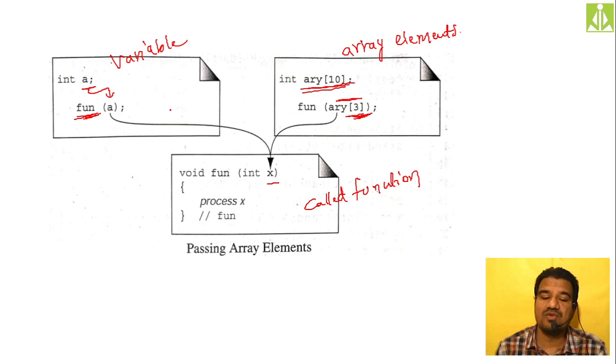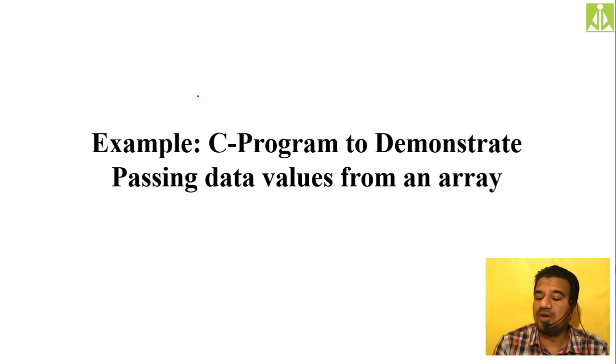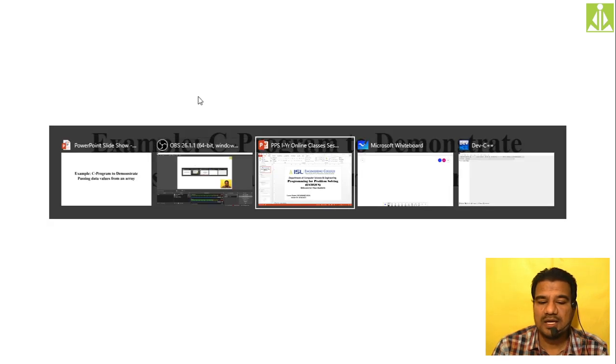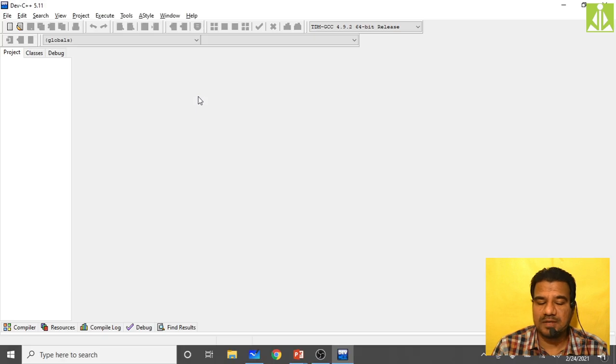In that same way you frame the called function. This thing you have to remember. So quickly we go and we write the program for this call by value mechanism, call by value in case you are passing the individual values from the array. So I will shift to my Dev C++.